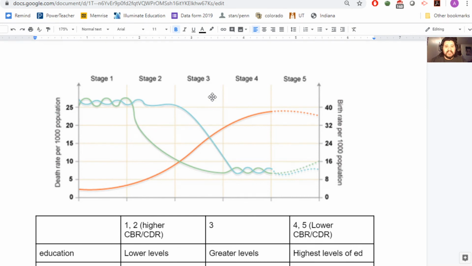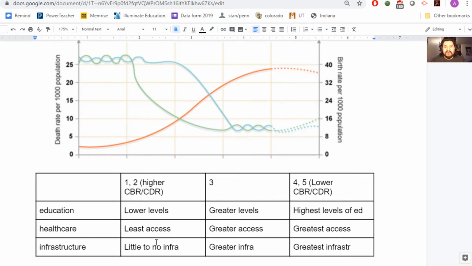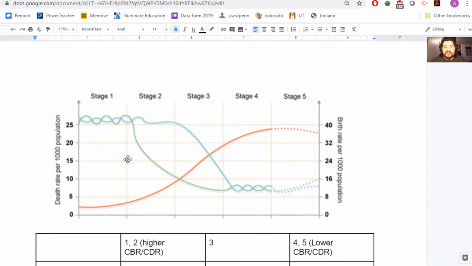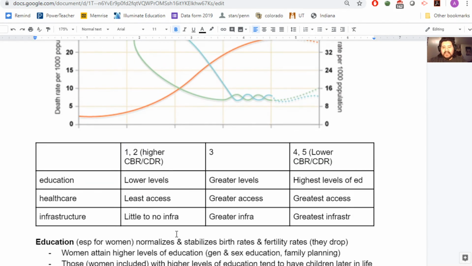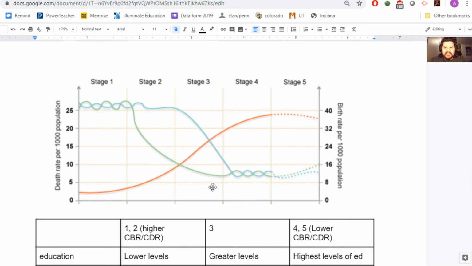So to move from that stage 2 to stage 3, you gotta have the greater healthcare access, you gotta have the greater infrastructure. Why are those in particular? Well, because what's the first thing that drops here? This is our death rate. And death rate is the first thing to drop down. So in order to get to stage 2 in the first place, we need to have greater healthcare, greater infrastructure. To move to that stage 2 to stage 3, both of these rates have to drop.